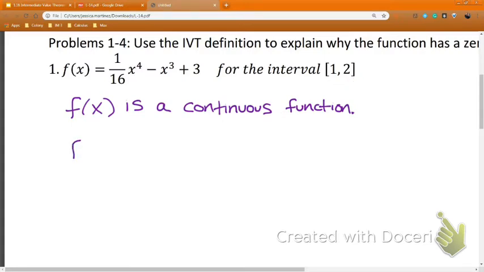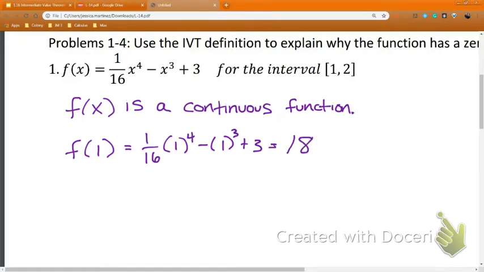Let's find out what f of 1 is. F of 1 equals 1 over 16 times 1 to the 4th minus 1 cubed plus 3. If I add all that together, I get 16 minus 1, which is 15. 15 plus 3, which is 18. And the second bound, that's the bound on the left. Let's look at the bound from the right, which is 2.